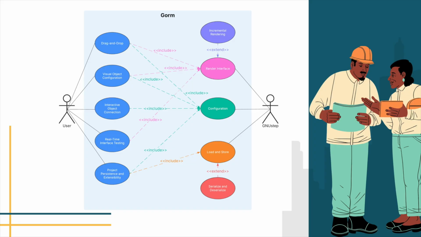For the use case, this use case diagram demonstrates the 5 most common use cases for Gorm. We have drag and drop, visual object configuration, interactive object connection, real-time interface testing, and project persistence and extensibility. All these interact directly or indirectly with GNUstep, which allows it to configure, load and store, serialize and deserialize in real time, which is what makes Gorm a really powerful tool to make cross-platform GUI applications.